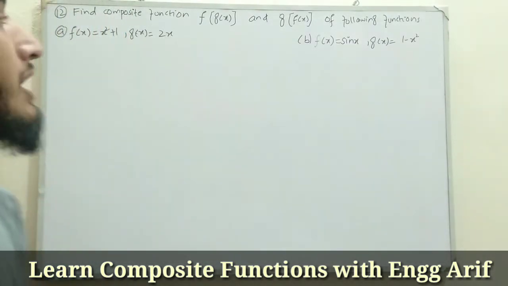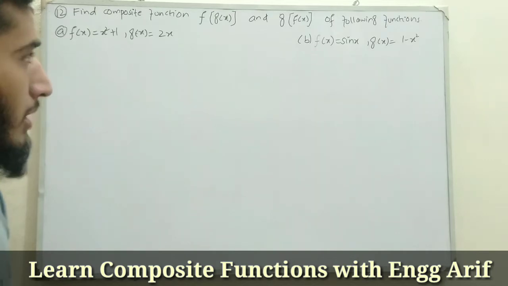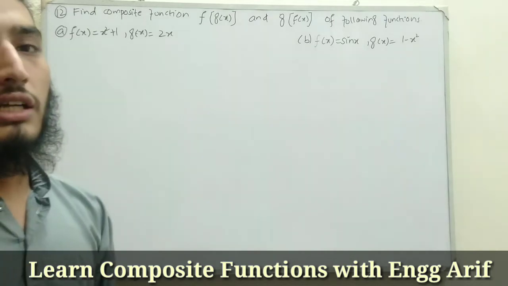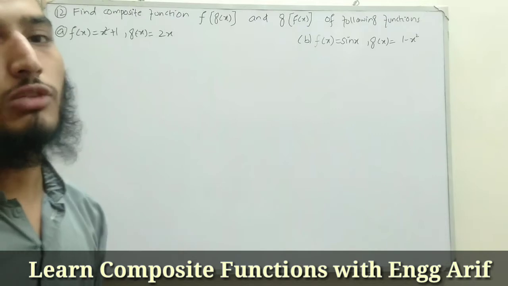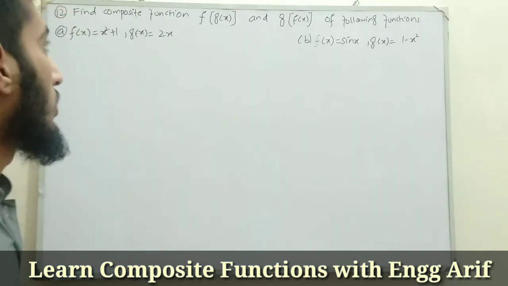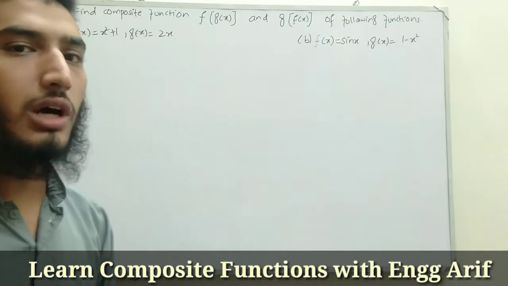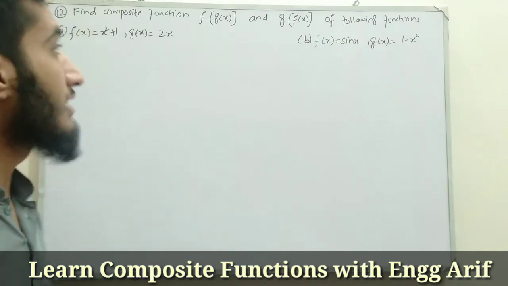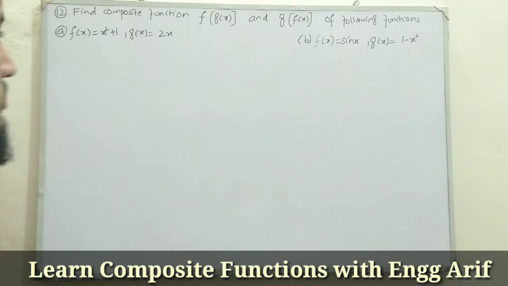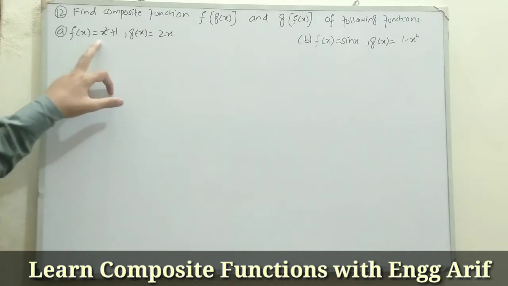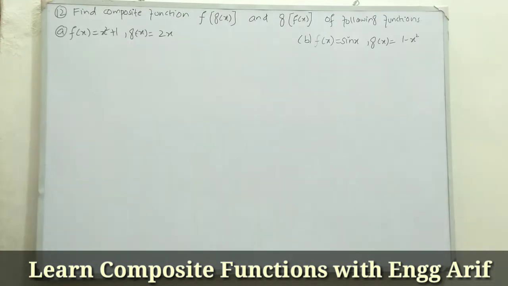Actually, what is a compound or composite function? Remember, when one function comes inside another function, this type of function is called a composite or compound function, because you know that a compound function is actually the combination of two or more functions. So that type of function is called a compound function. So let's move toward part A. It tells that f of x is x square plus 1 and g of x is equal to 2x. So first we are going to find f of g of x.